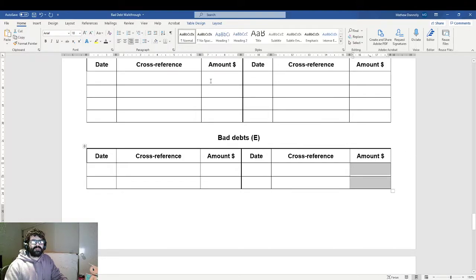So I'm just getting these to line up. This is why I love pen, paper, stacks. You don't have to worry about this stuff.